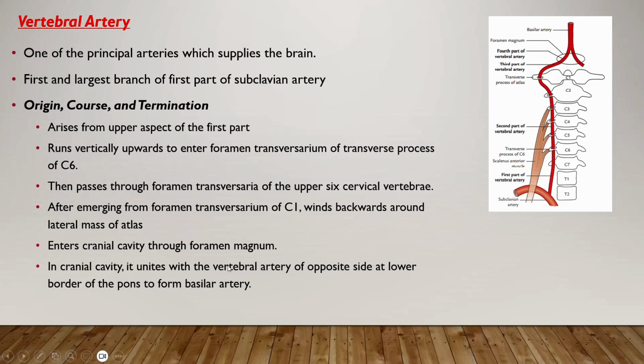In the cranial cavity, it unites with the vertebral artery of the opposite side at the lower border of the pons to form the basilar artery. So you can see the vertebral artery has four parts. First part, second part. Here is the third part, which is present in the suboccipital triangle, and there is the fourth part, which is present in the foramen magnum.